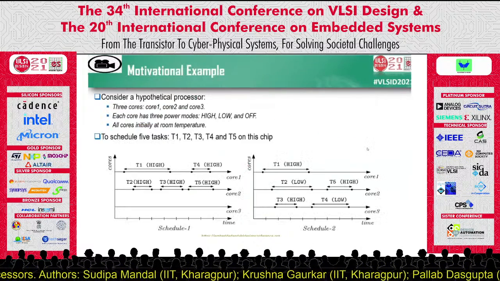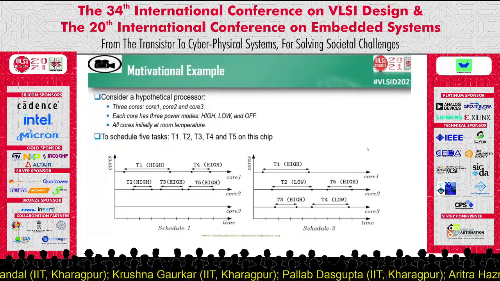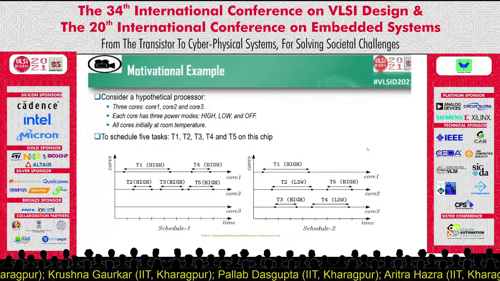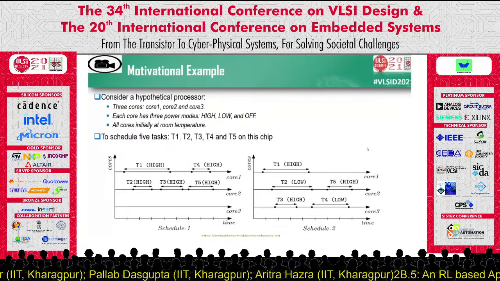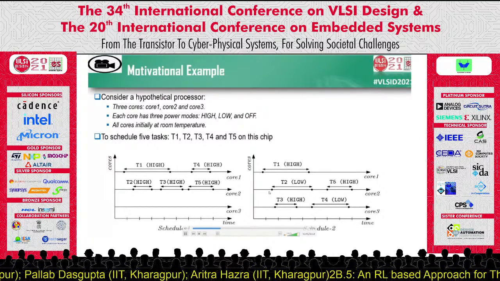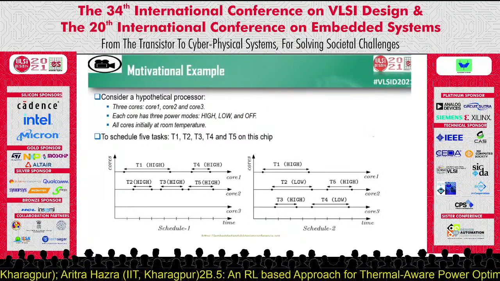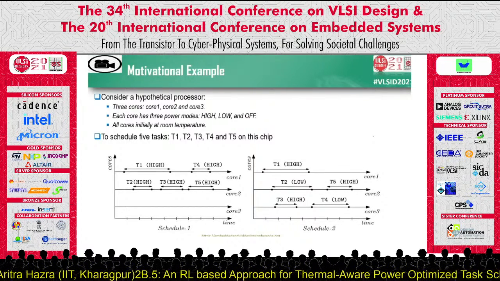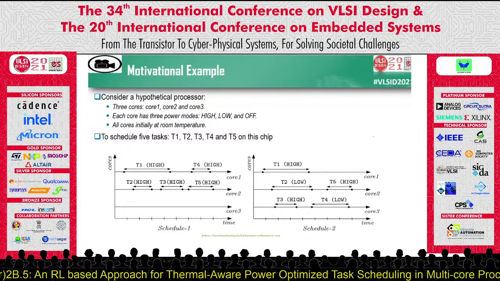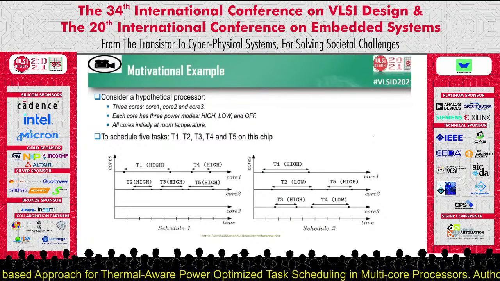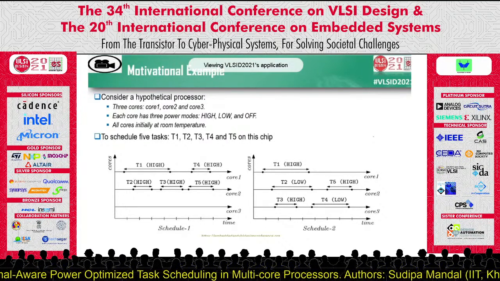Let us consider one sample set of tasks for the sake of motivation. Take a hypothetical 3-core processor. Each core has modes high, low, and off, and all cores are initially at room temperature. This processor is now given a set of tasks, each having its own arrival time, deadline, and different execution time in different processing modes of the core. We will now compare two different schedules of these tasks.